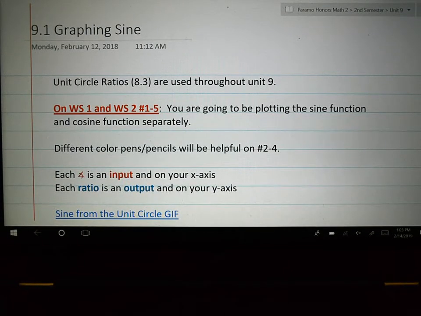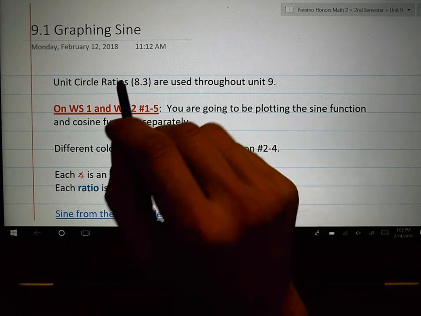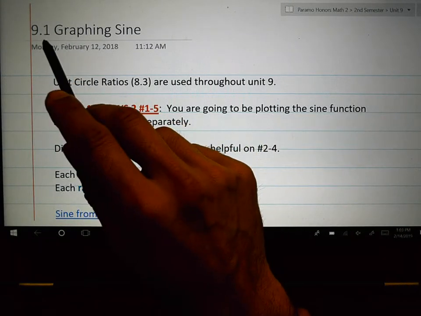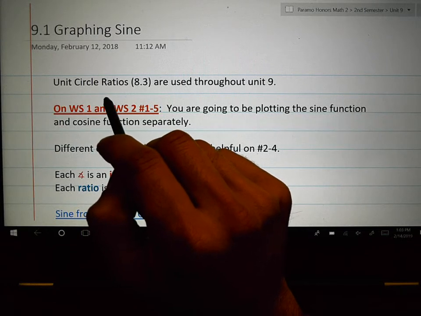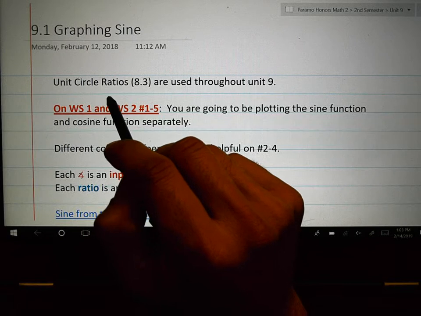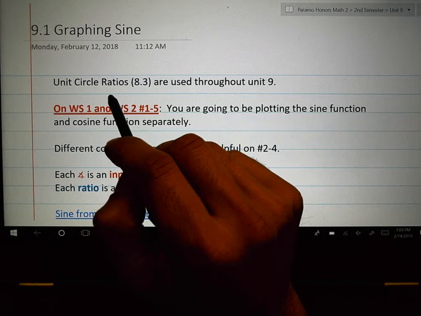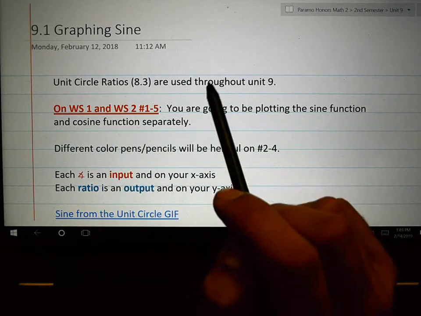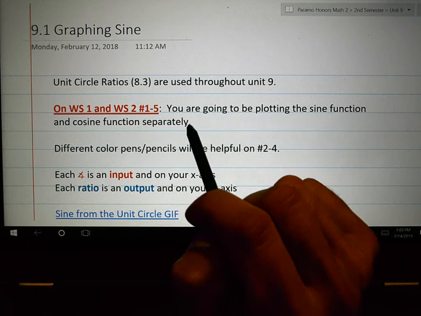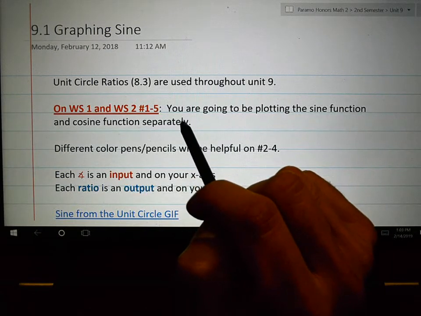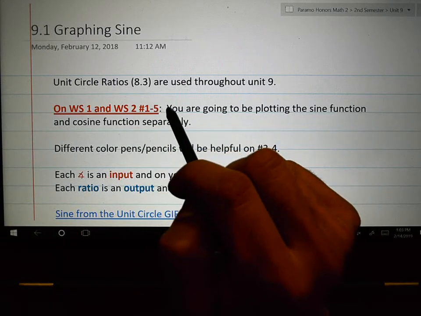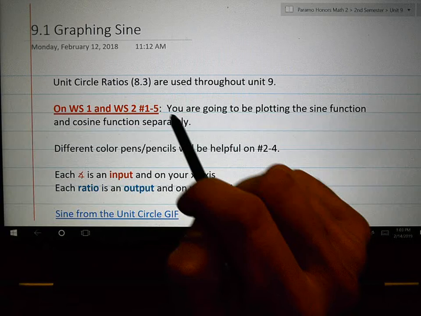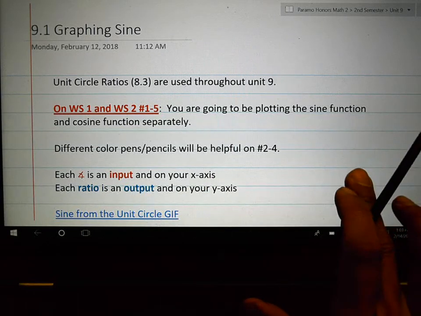9.1 is on graphing sine. One thing you will notice about Unit 9 in particular is that everything you learned in Unit 8 about the unit circle, about finding the sine, cosine, tangent, secant or cotangent, all those six things we did with the unit circle, are going to show up throughout Unit 9. If you are not good at finding those ratios quickly, then I would recommend going back to Section 3, maybe even 4 and 5 from Unit 8, and learning those.